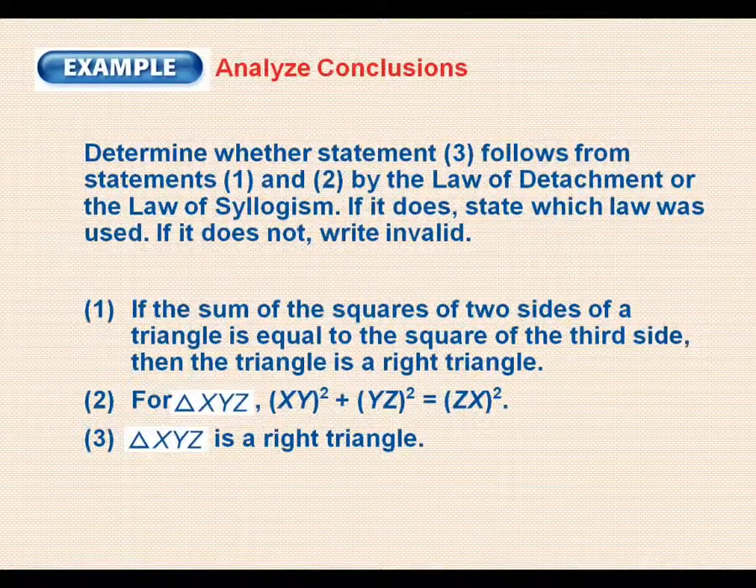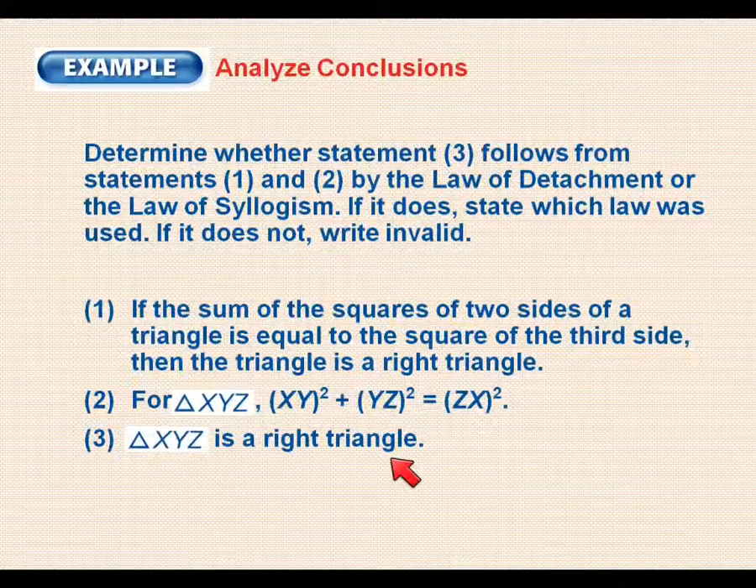Okay, how about this one? Detachment, syllogism, or neither. If the sum of the squares of two sides of a triangle is equal to the square of the third side, so it's the Pythagorean theorem, then the triangle is a right triangle. For XYZ, XY squared plus YZ squared is equal to ZX squared. So the sum of the squares of the sides of the triangle equals the square of the third side. Therefore, XYZ is a right triangle. Detachment, syllogism, neither.